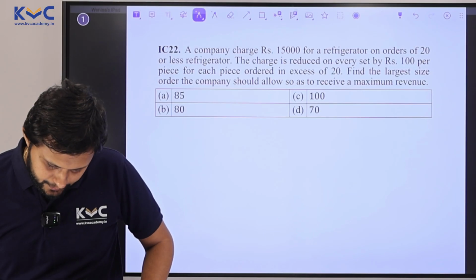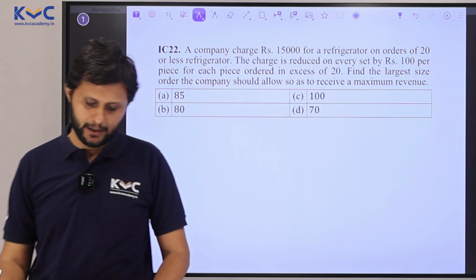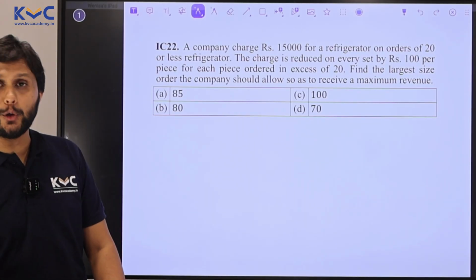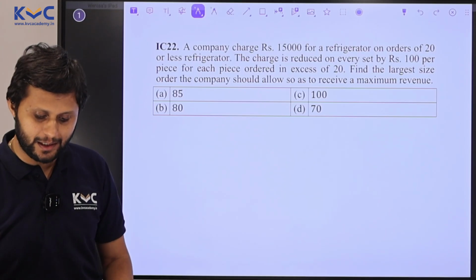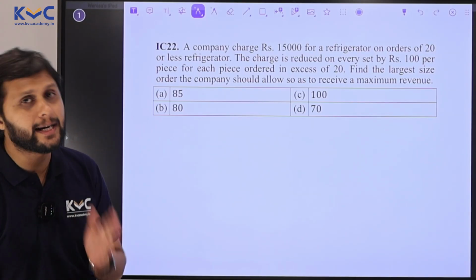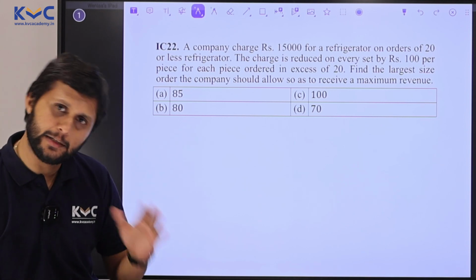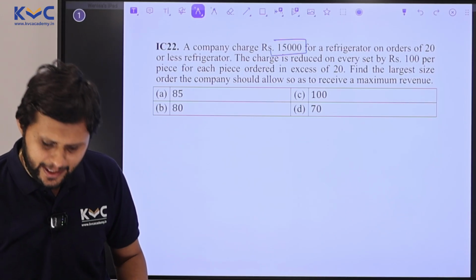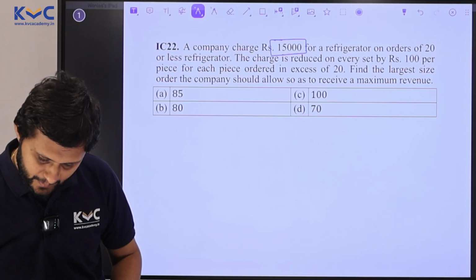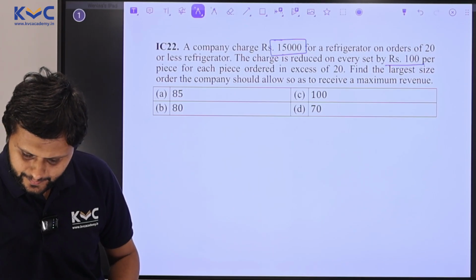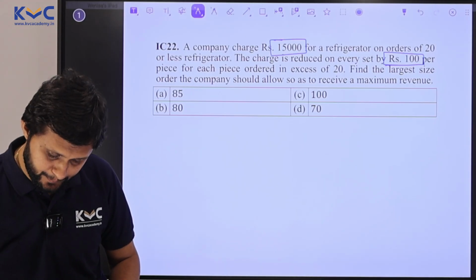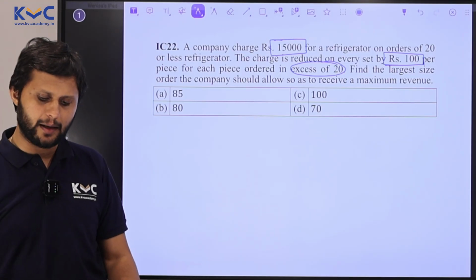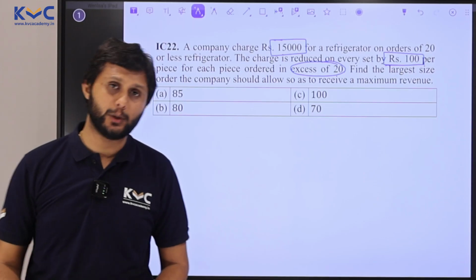Moving on, we have a different question now. Question number 22. A company charges rupees 15,000 for a refrigerator on orders of 20 or fewer refrigerators. That means if they order 19, 15,000. If they order 18, 15,000. If they order 15, 15,000. If they order 20, 15,000. But what happens if they exceed 20? The charge is reduced by 100 for every set over and above 20. Find the largest size order the company should allow to receive maximum revenue.